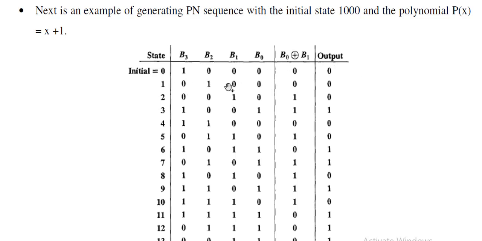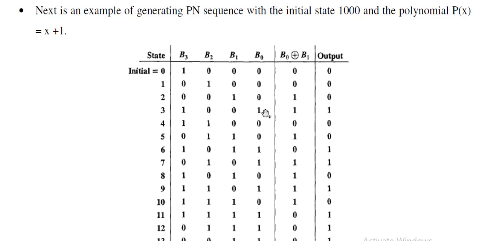Second cycle. To generate the second bit, we will calculate B0 exclusive OR B1. We'll get 0, and this value will get fed back into the register, and all values are shifted, 0 here, 1 here, 0 here, and this value of 0 will be the output. Third cycle: we calculate 0 exclusive OR 1 and end up with 1, and this value will be fed back while the rest are shifted, and the last value, B0, will be the output.